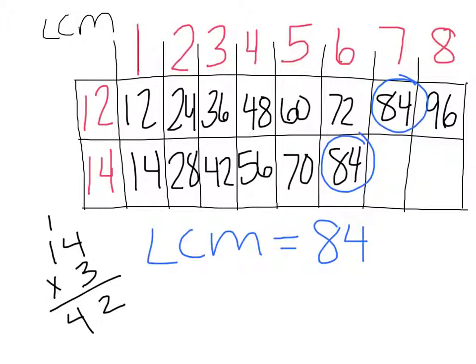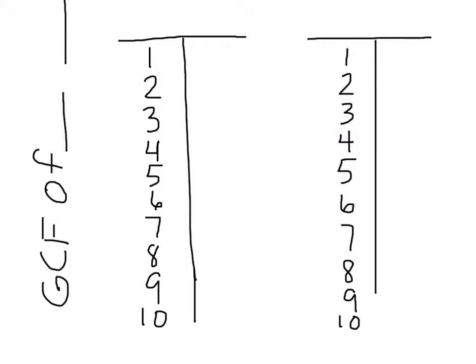Let's take a look at tomorrow. We're going to be doing greatest common factor. So you see over here, G stands for greatest, C stands for common, and F stands for factor. So we're still looking for things that are in common, just like the least common multiple. Let's try and do the greatest common factor of 2 and 6.